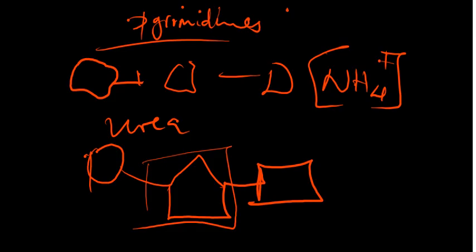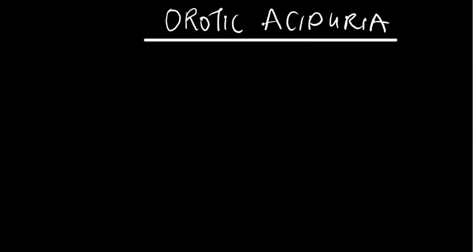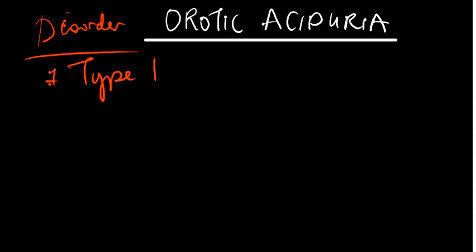Okay, so the next thing that we're going to talk about is orotic aciduria. This is a type of disorder that's associated with pyrimidine synthesis. So the first one we call type 1. This one is called type 1 orotic aciduria. Now, type 1 orotic aciduria is an autosomal recessive disorder.